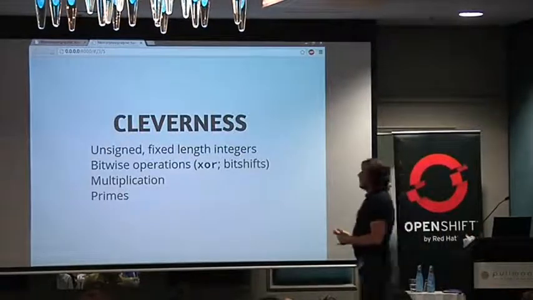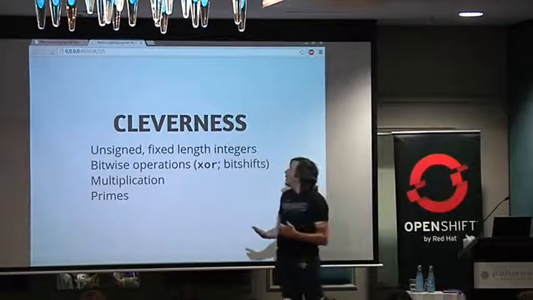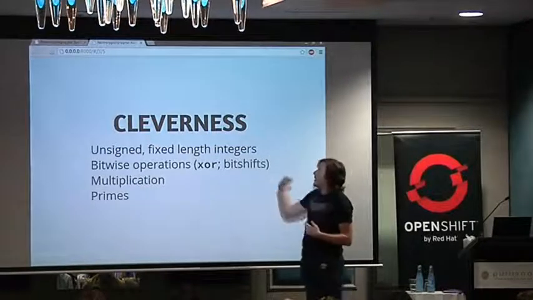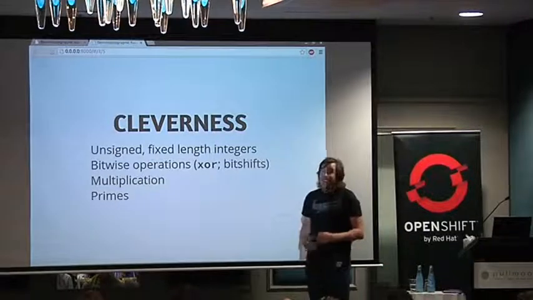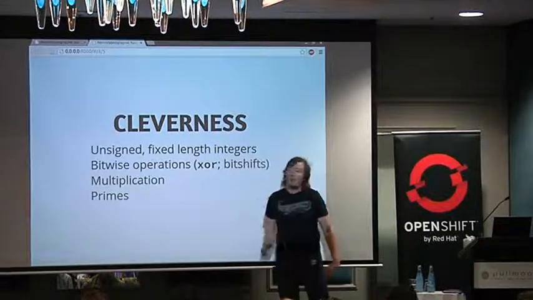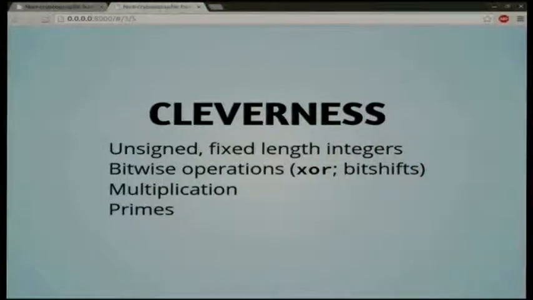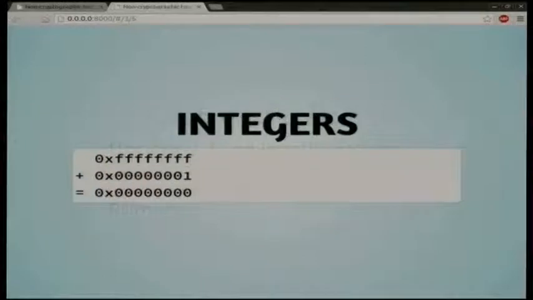How do you implement this cleverness? Well, in general, you do it with unsigned fixed length integers. You use bitwise operations heavily. You do some multiplication, and usually there is at least one magic number that is a prime number. So let's just go into that a little bit more.